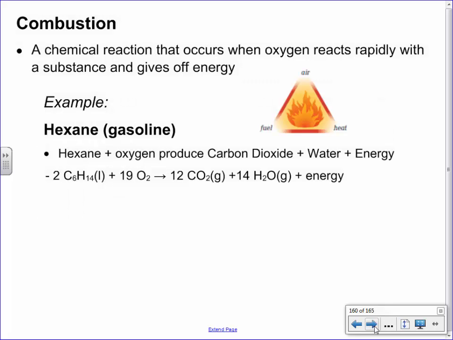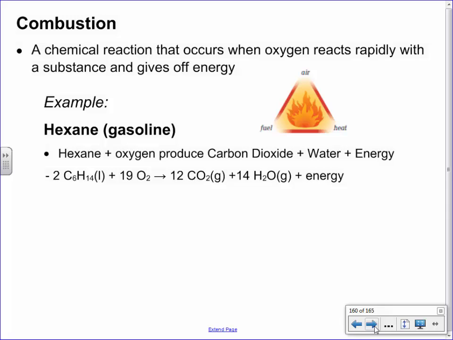So here's the first one. This is combustion. Combustion is like basically whenever something blows up. If something explodes or blows up, we consider it combustion. And in order for something to combust and light on fire, really there's 3 components.